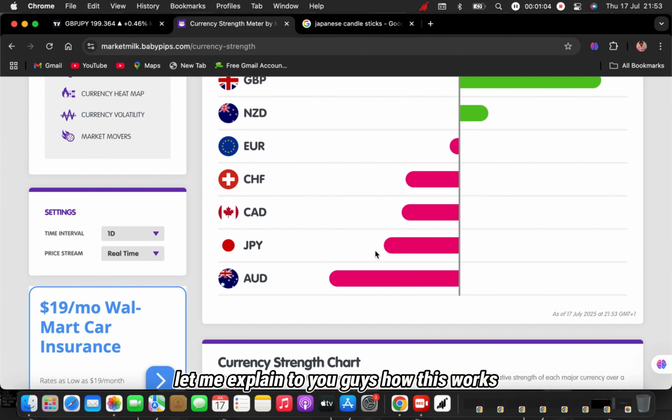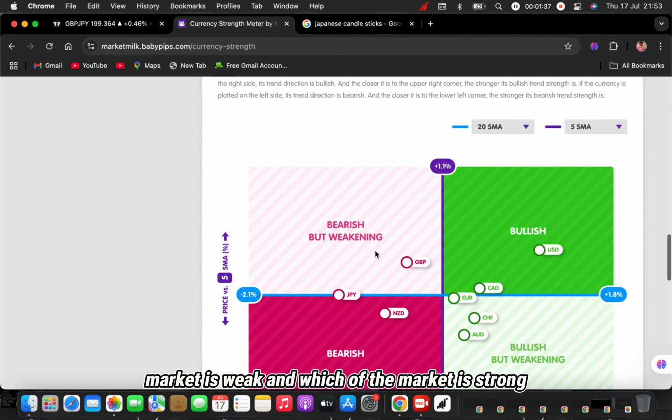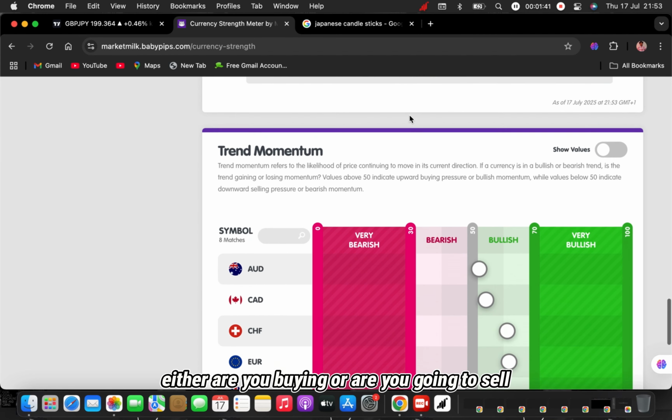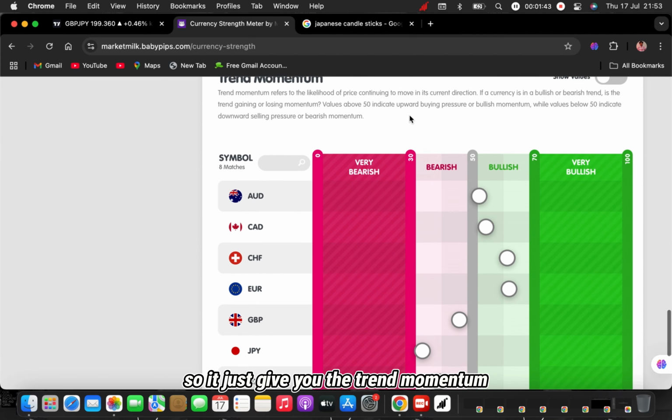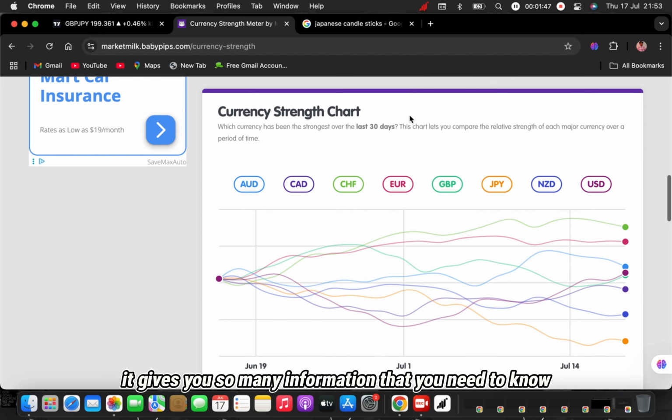Let me explain to you guys how this works. So this currency strength meter gives you real data of the daily market. If a particular currency is strong or weak, it tells you which of the markets is weak and which is strong, whether you are going to buy or sell. So it just gives you the trend momentum. It gives you so much information that you need.